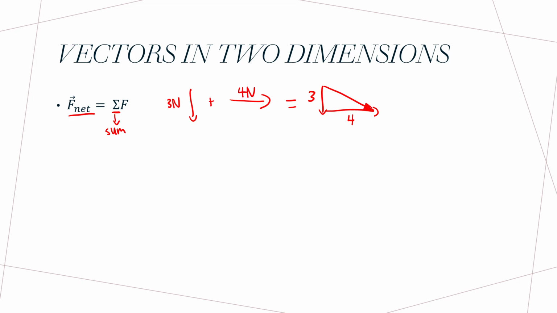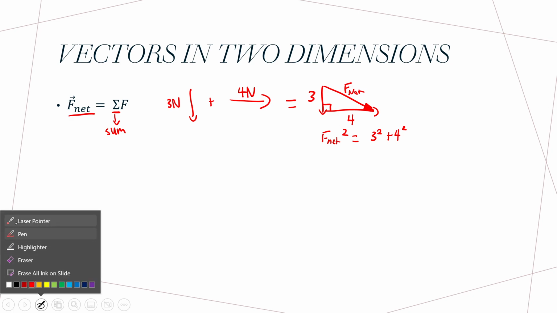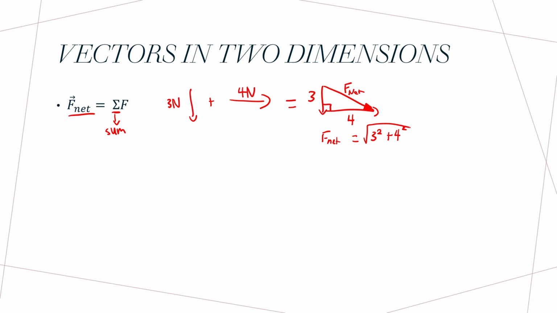That is going to be F net. Here, because the adding vectors are perpendicular to each other, we have a right angled triangle, meaning that we can use Pythagoras to find the last side. It is a hypotenuse, so we can write down that F net squared is equal to 3 squared plus 4 squared. You should be able to recognize this as a 3, 4, 5 triangle, but just to make sure that we're all on the same page, let's just do the complete working and square root both sides.